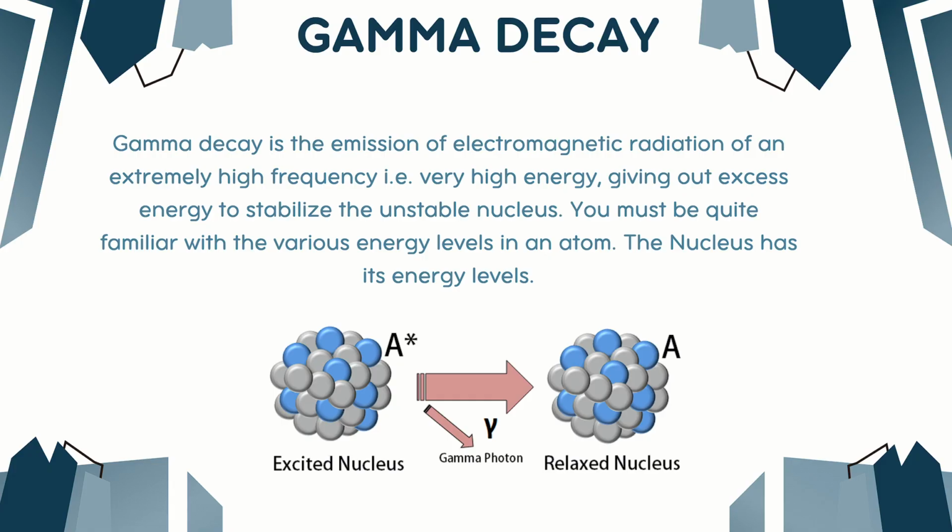Now the gamma decay. Gamma decay is the release of excess energy from an excited atomic nucleus in the form of high energy gamma radiation. Unlike alpha and beta decay, gamma decay does not change the number of protons or neutrons in the nucleus. It only stabilizes the nucleus by releasing energy. Gamma rays are highly penetrating and require thick layers of lead or concrete for shielding. They are widely used in cancer treatment and industrial applications.